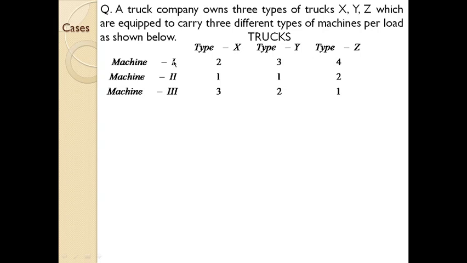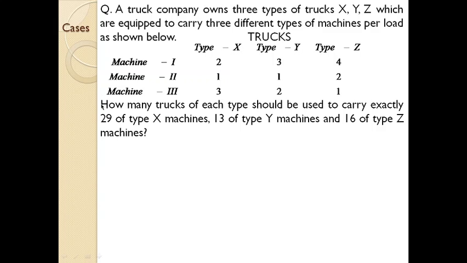Type X trucks will have the capacity of carrying 2 machine 1s, type Y trucks can carry 3 machine 1s, and type Z can carry 4. Likewise, the details of the relation between trucks as well as the machines are given below. Here, how many trucks of each type should be used to carry exactly 29 type X machines, 13 of type Y machines, and 16 of type Z machines.